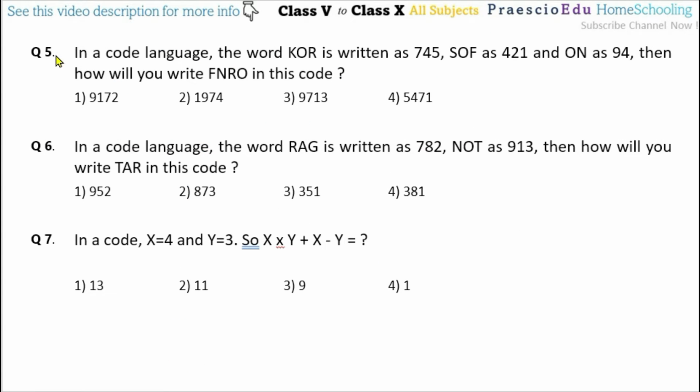Now question number 5. In a code language, the word KOR is written as 745, SOF as 421, and ON as 94. Now in this one, the common letter is only one, O, and in the numbers the common is the 4, meaning O is equal to 4. And if you put the O here, N is equal to 9.